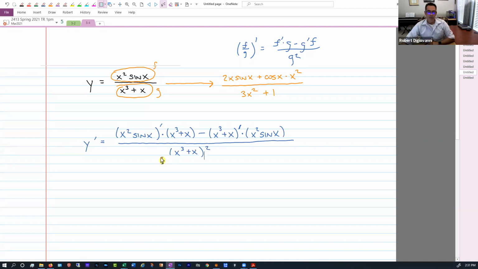Are there any questions on this setup? We're not done, okay? But this is the setup. We have the quotient rule happening here. F prime is here, right? G is here. G prime is here. And then I'm going to run out of colors. That's F, right? But we still have to take two derivatives, don't we?